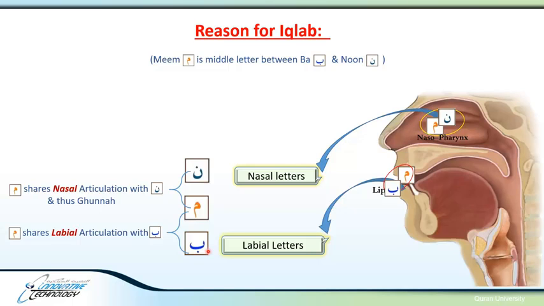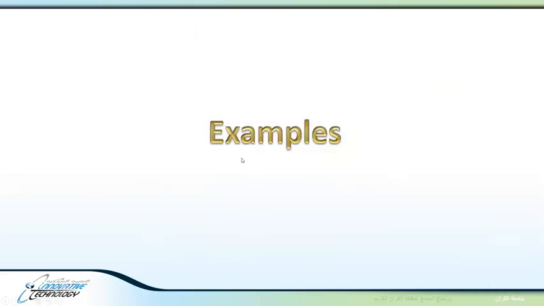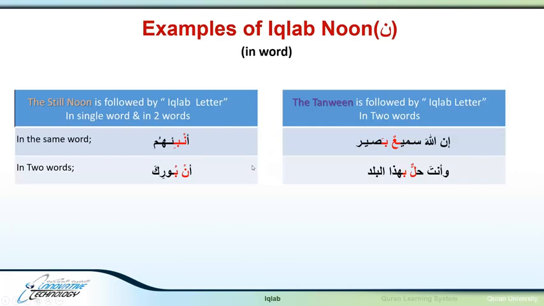For example, it's easier to say mim ba'dihim rather than saying min ba'dihim. Noon and ba are far, while meem and ba are closer. So saying mim ba'dihim is much easier than saying min ba'dihim with a noon. And now we're going to illustrate what we have learned by giving examples.